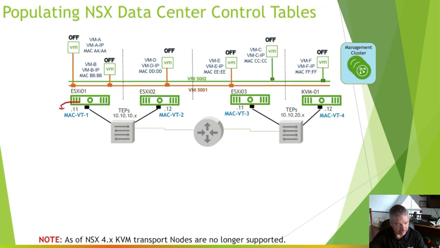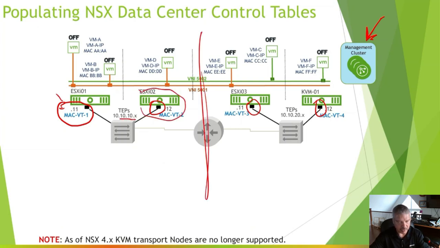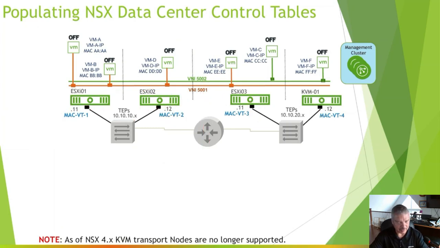My hosts have these TEPs on them. There's the TEPs, just a single TEP each. I'm not showing management networks. See, I got my management cluster over here, my central control plane. So you'll see host 1 and host 2 are on the left segment. And the left segment is 10.10.10.x. So this TEP IP of host 1 will be 10.10.10.11. This guy will be 10.10.10.12. You'll see the MAC addresses. This TEP's MAC address, I called it MAC VT1. This TEP's MAC address, I called it MAC VT2.